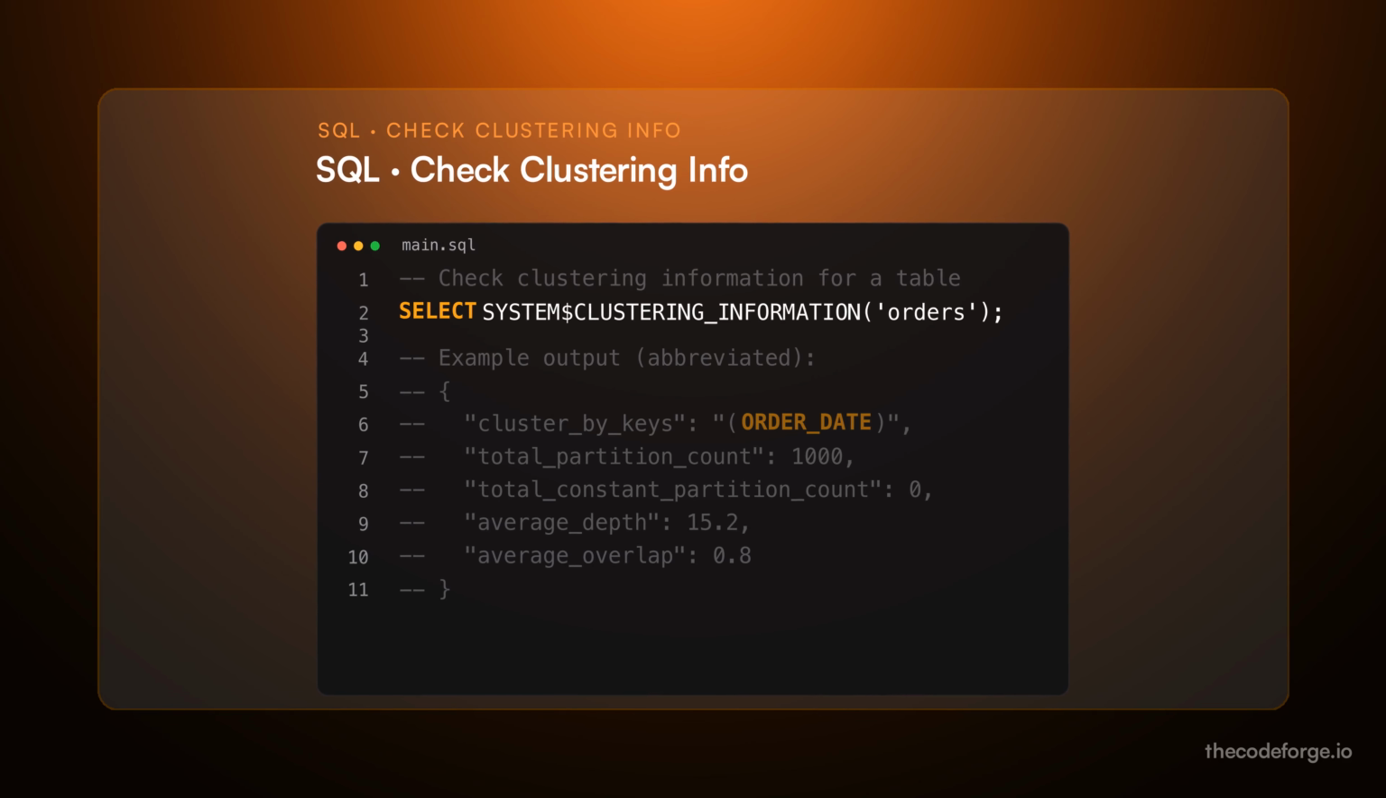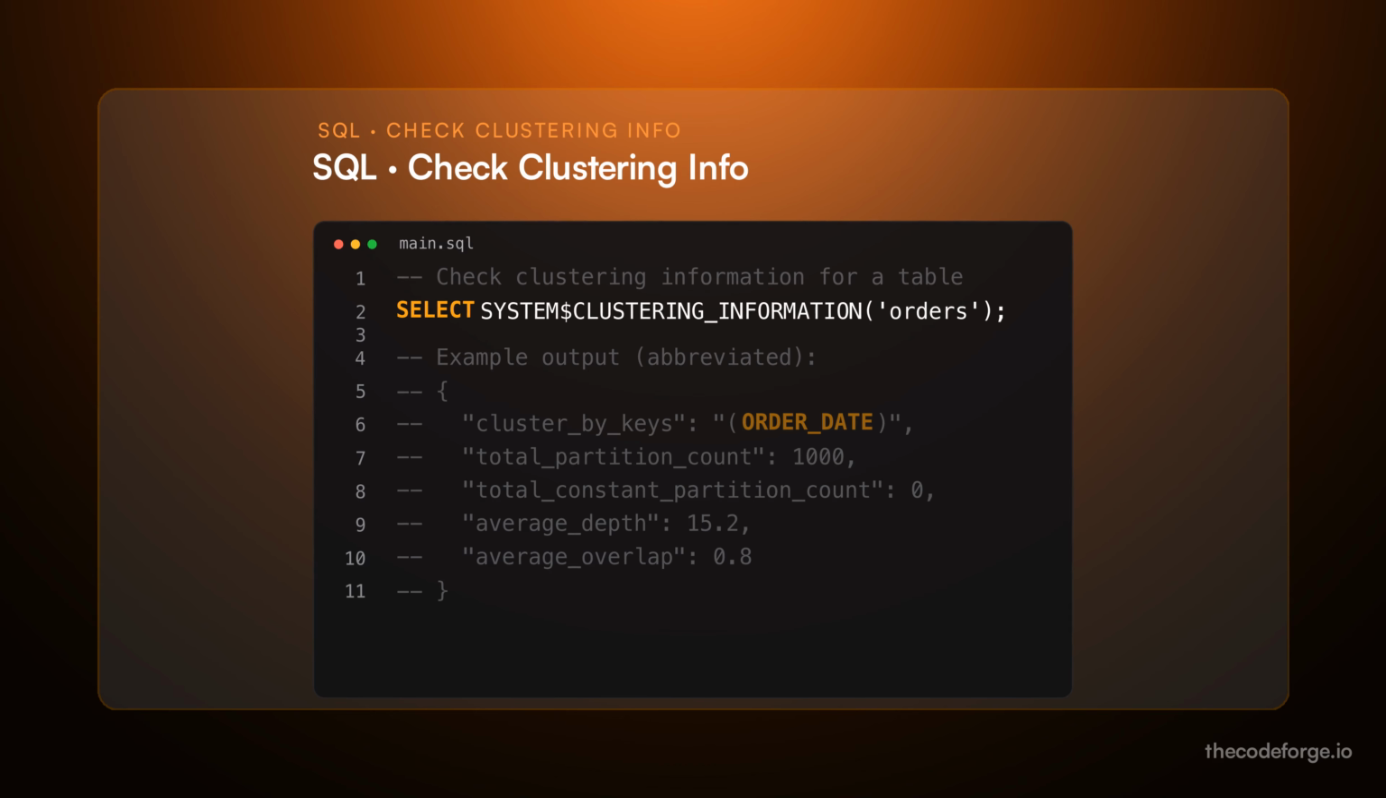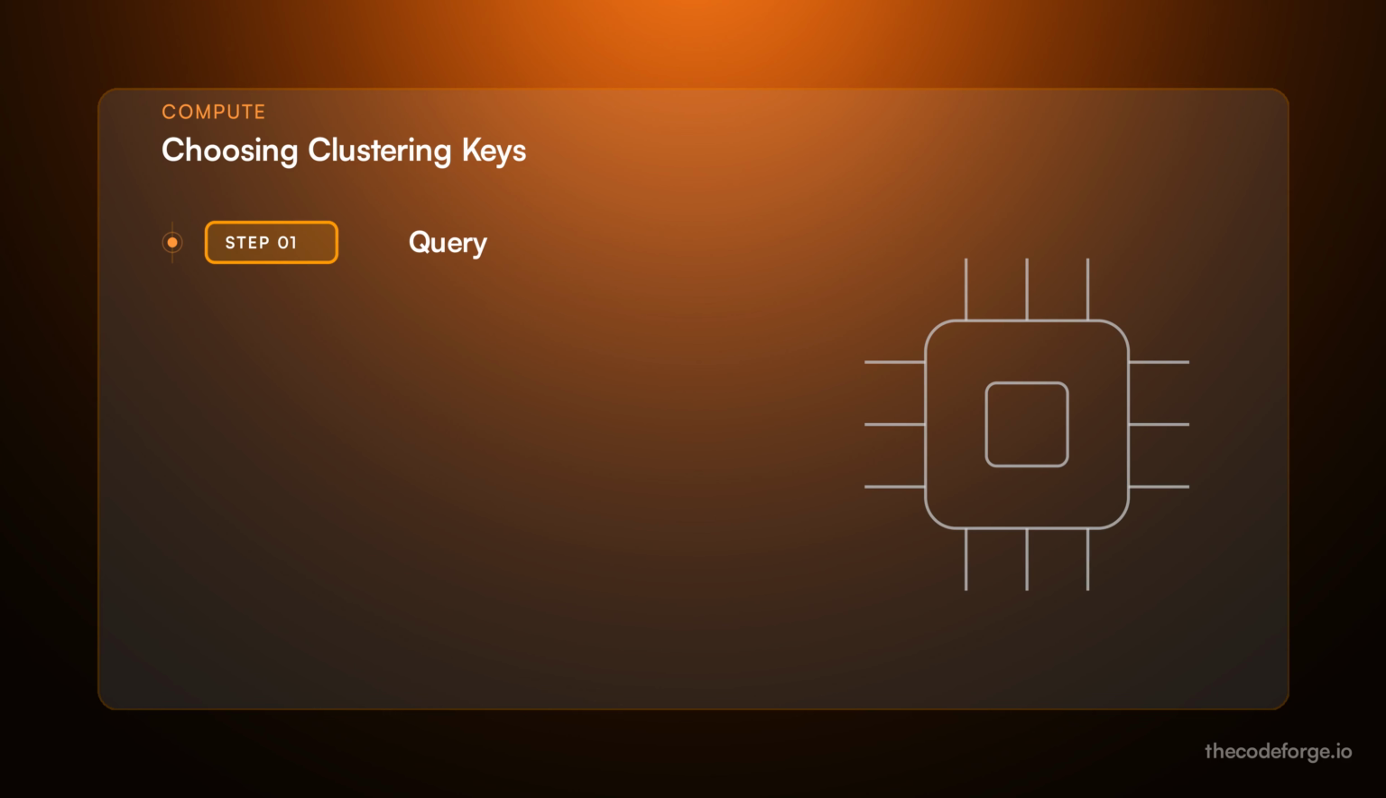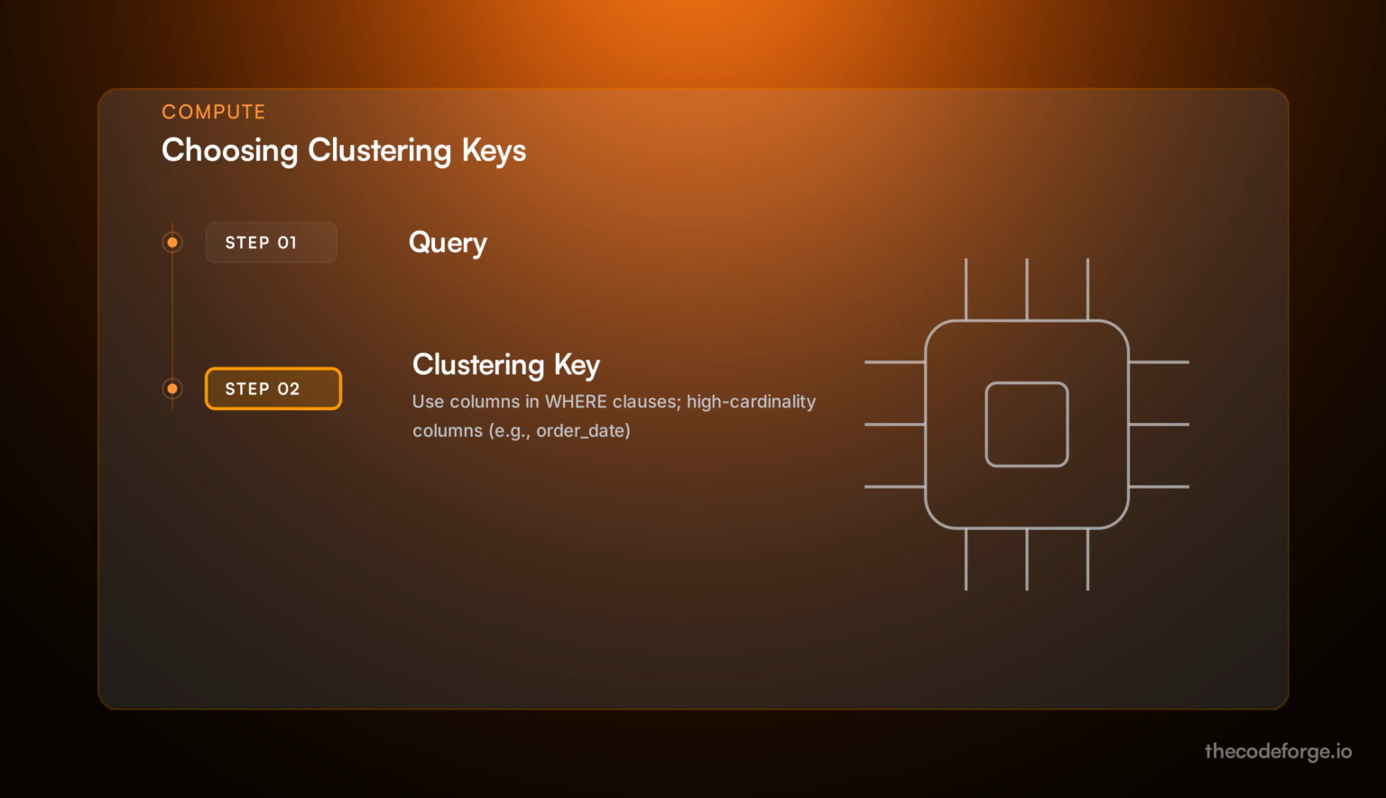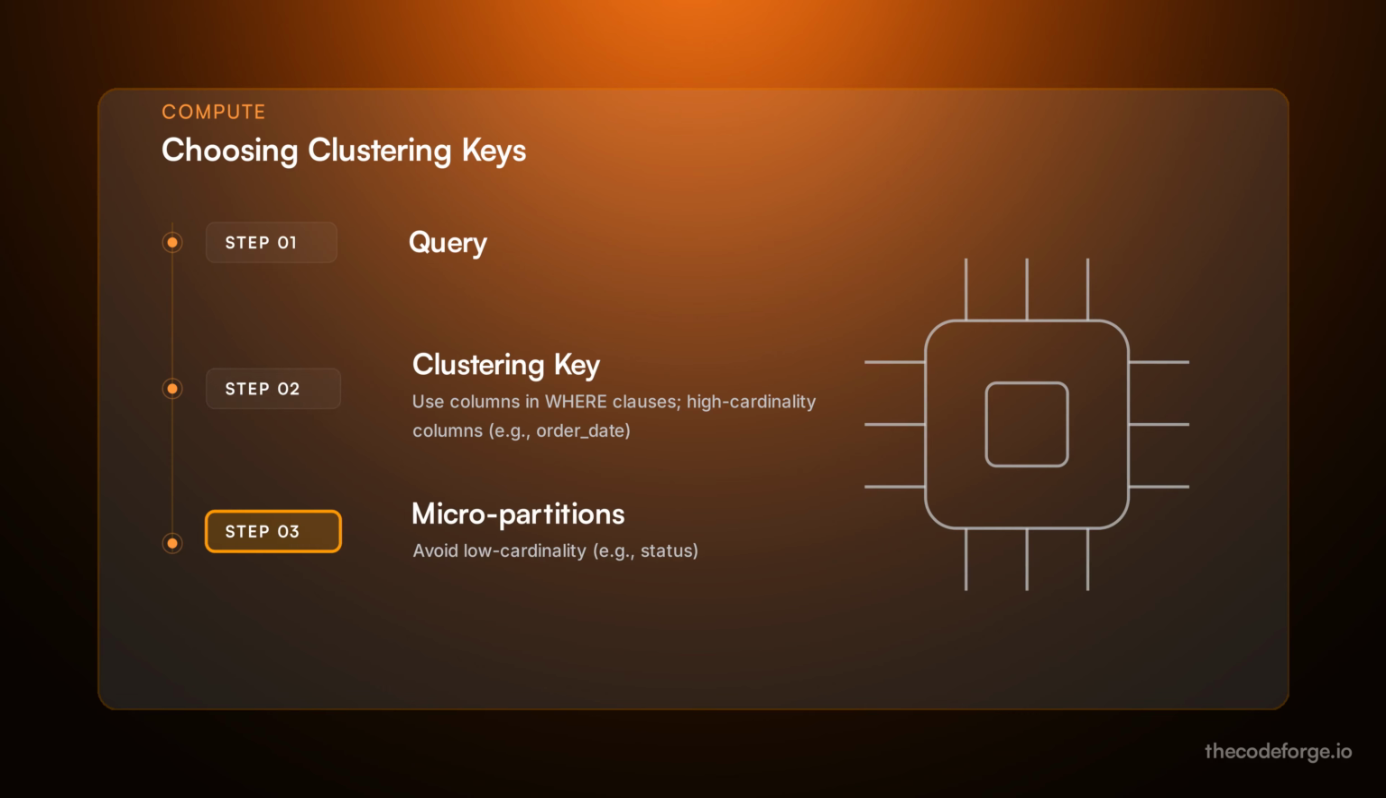Use the system function SYSTEM$CLUSTERING_INFORMATION to check clustering depth and overlap. A high average depth means poor clustering. Monitor this regularly. Start with columns your query filters on in WHERE clauses, high cardinality like order date, not low cardinality like status. Define the clustering key with ALTER TABLE CLUSTER BY so Snowflake prunes micro-partitions.